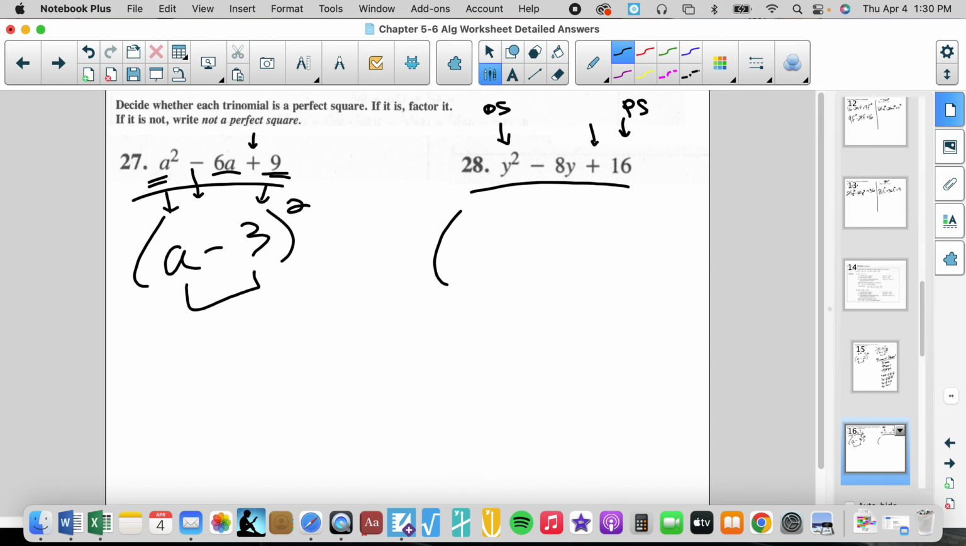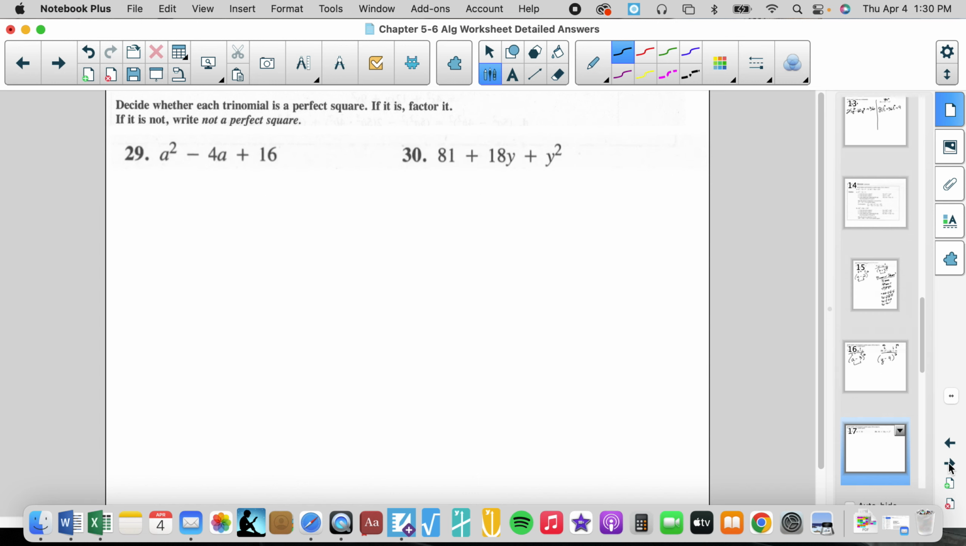Perfect square, yes. Okay, so let's do y. Square root of 16 is 4. Let's bring down that sign. And does negative 4 times y, doubled, equal negative 8y? Yes. So that's my answer.